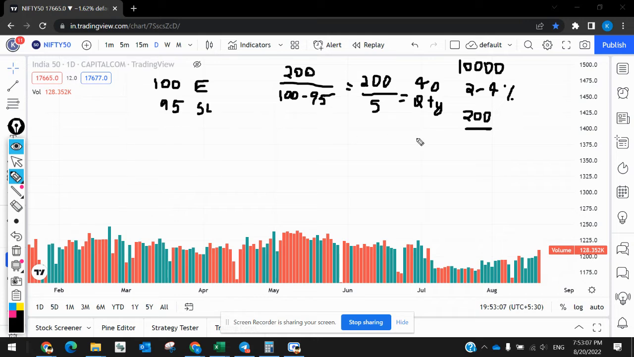Now, this is with regards to position sizing. This 40 quantity is not a fixed amount. Suppose entry is 100 and stop loss is 98. That means I should take 200 divided by 2, which is equal to 100 quantity. As long as we follow this position sizing, however many times my stop loss gets hit, I will make only a loss of 200 rupees per trade.